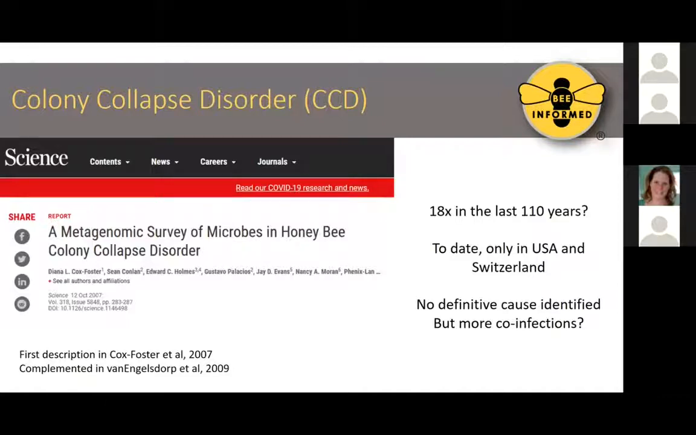And they also found that the bees collected from collapsing colonies had higher pathogen loads and were more often co-infected by multiple pathogens compared to healthy colonies. So it did suggest that maybe the immune system of the bees was compromised, letting the bees then succumb to opportunistic secondary infection. So a little like AIDS in humans.